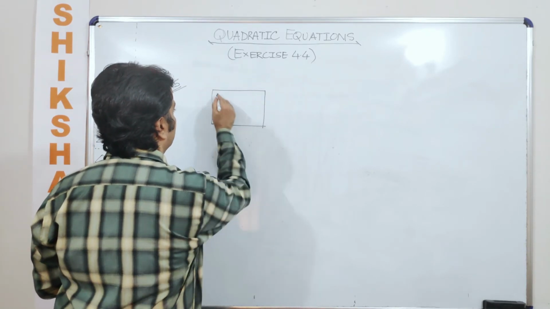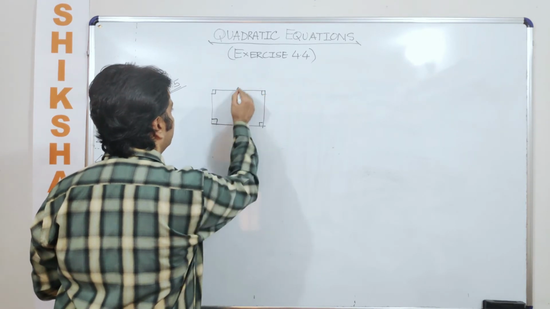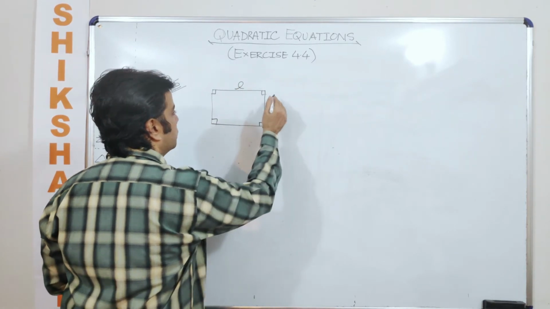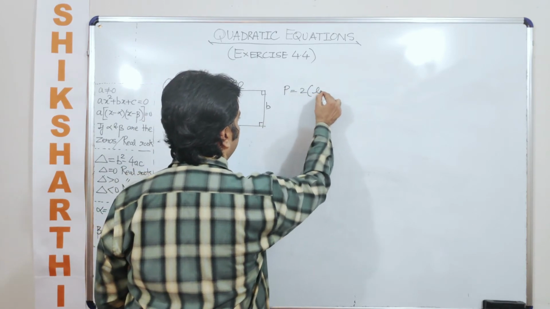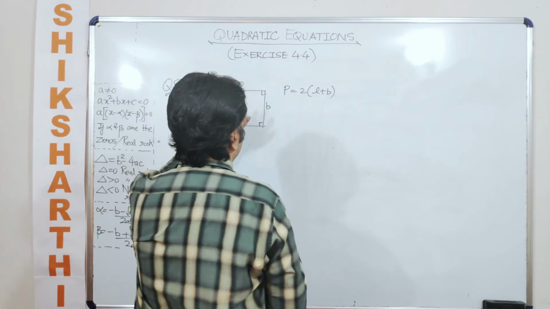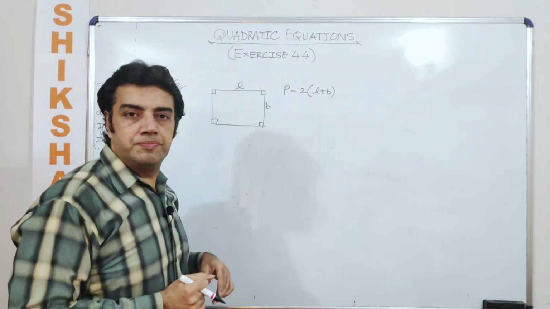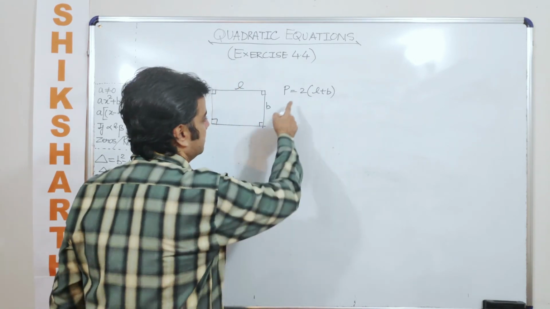Okay, let's take the length and the breadth of this rectangle as L and B. So what is the perimeter? The perimeter of a rectangle is twice of (L plus B). Perimeter is nothing but the sum of all the lengths of the sides, the sum of all the measures of the sides. So which is nothing but this.